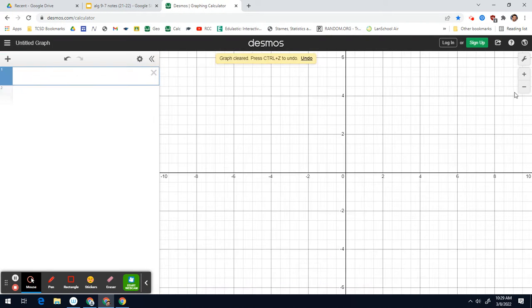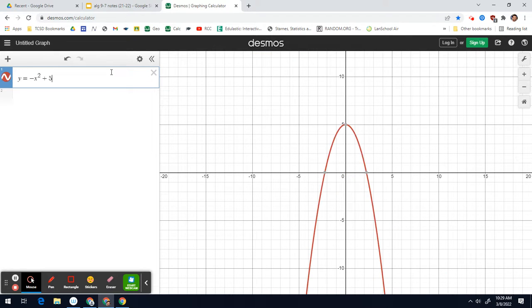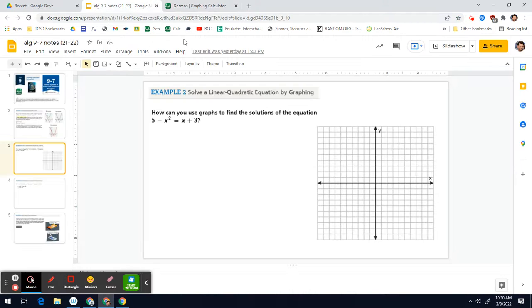Let me clear this out of the way. Let me zoom out one. Okay, so we're going to type in y = negative x squared plus 5, right? That was our first equation, our quadratic, and then y = x plus 3. And there we go. And do me a favor, try to sketch this on your graph, and I'll go back and do it with you. How about that?